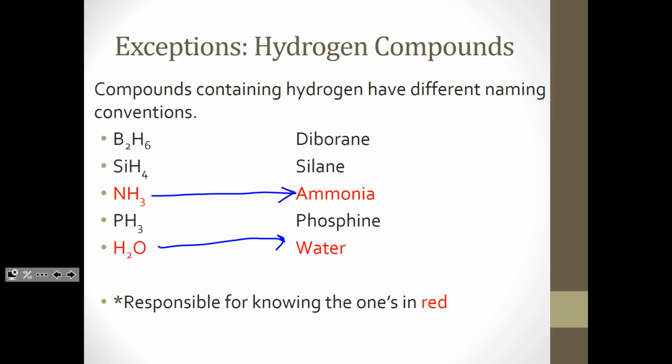Alright, so this concludes the video on covalent compounds. Next, we're going to take a look at specific hydrogen-containing compounds, which are going to be called acids.